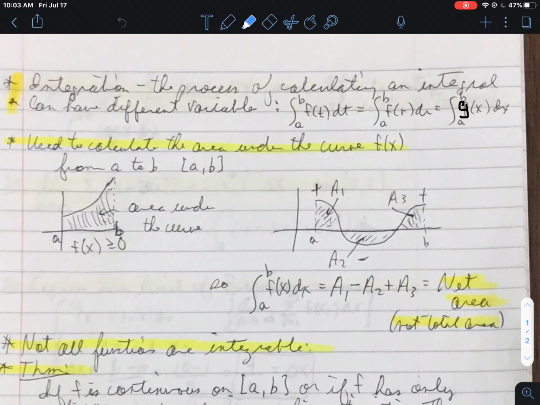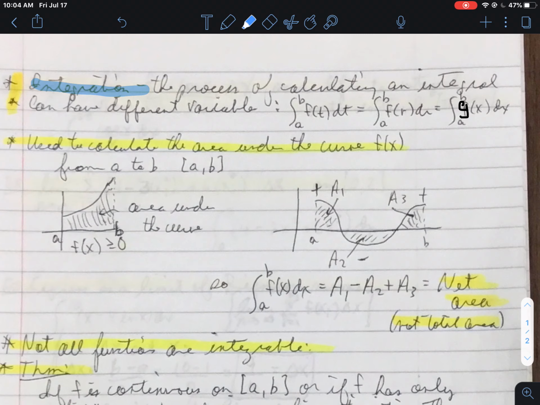Integration, right? Process of calculating an integral. So nothing fancy there. And you could, of course, have different variables. Like we did with our functions when we were differentiating, just make sure you're consistent with your variables. So if my function is a function of t, we could have the integral from a to b of f of t dt. If our variable is r, the integral from a to b of f of r dr. Integral from a to b of g of x dx. Same idea with derivatives.